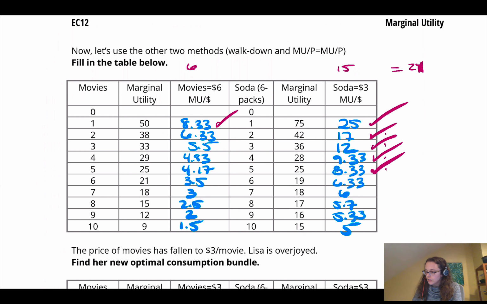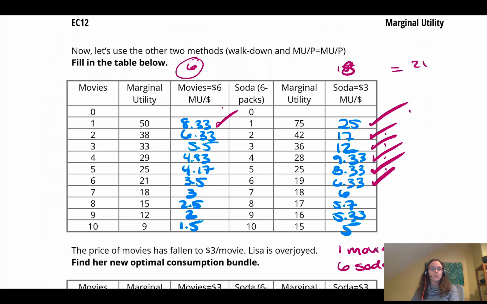So ideally she would love to buy both because this is tied between the two, 6.33 and 6.33, but she can't afford the movies. So she's just going to buy the soda. So in this case, we're going to give her the soda, and now she's out of money. She spent $6 on movies, she spent $18 on soda, and so she's good. So her optimal consumption bundle is 1 movie and 6 sodas.